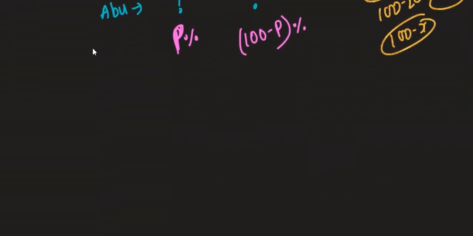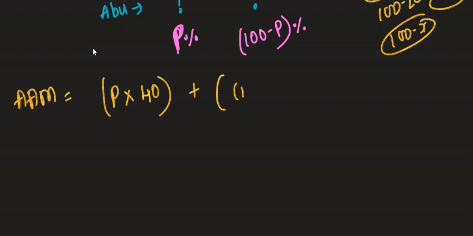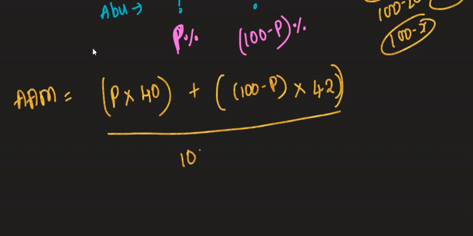So let us try to substitute in the formula. Average atomic mass is equal to, what is the percentage? p into its isotopic mass, 40, plus what you should write here? 100 minus p percentage into its isotopic mass, which is 42, whole divided by 100. And one more thing, the average atomic mass is already provided in the question. Its value is found to be how much?